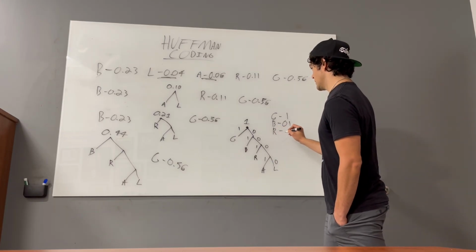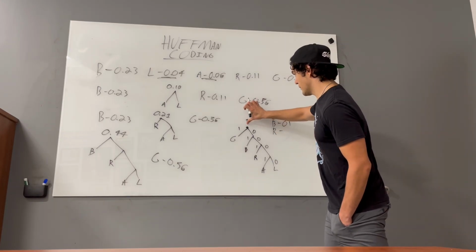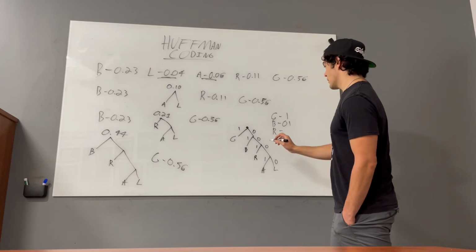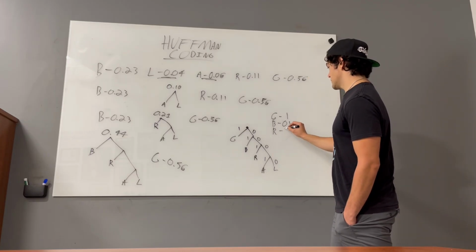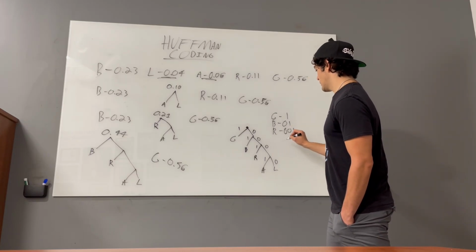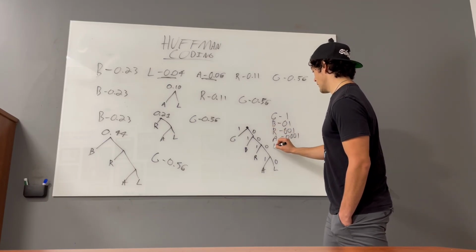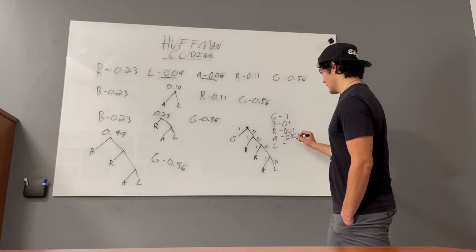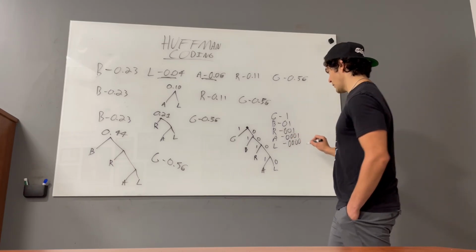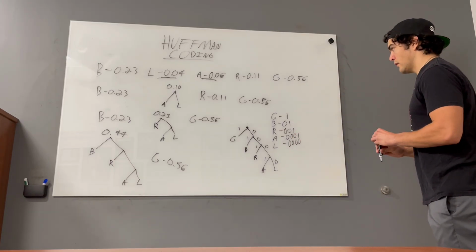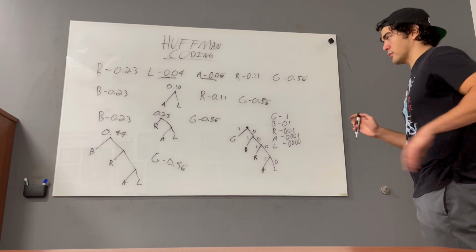R is going to be, this is confusing, I'm gonna get rid of this because this isn't a weight. R is gonna be 0, 0, 1. A is gonna be 0, 0, 0, 1. And then L is going to be 4 zeros. Okay. Now we're pretty much done.